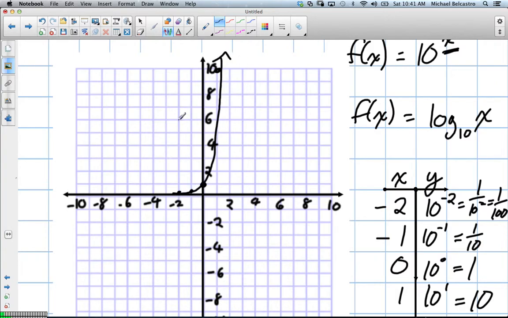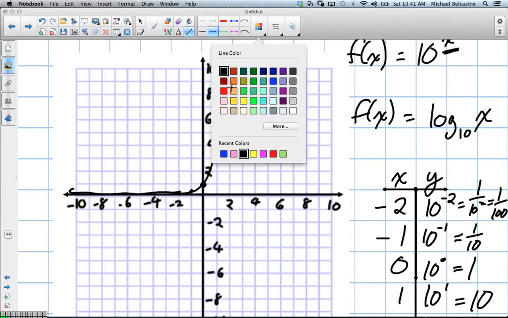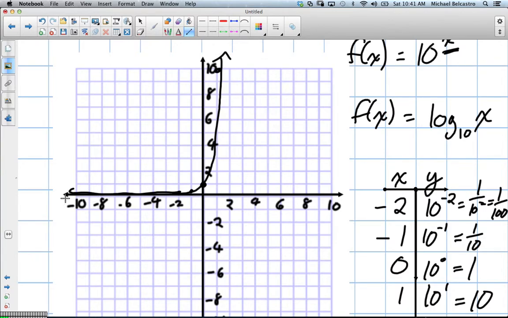So this thing is going to continue to go up, and I'm going to do my best, and it's going to continue to go left, but it actually never really touches our x-axis here. So this is our horizontal asymptote. It's never going to end up touching this thing here.